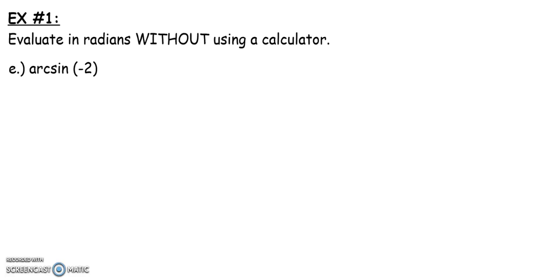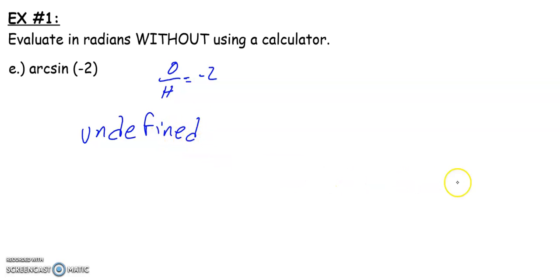Arcsine of -2. Well, we have a problem. What we're saying is when we're looking at arcsine, the inverse of sine, that we would want opposite over hypotenuse to equal -2. Well, the opposite can never be larger than the hypotenuse. And this is outside of the window that we are looking at, so this is undefined. It is not within the realm that we are looking at.